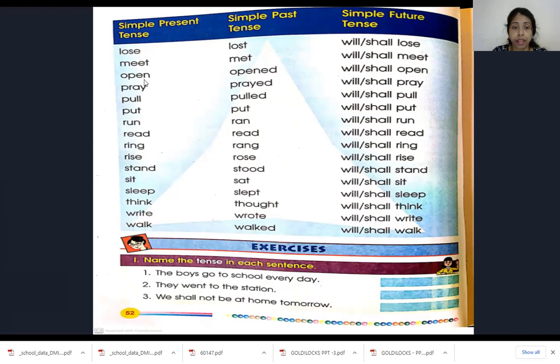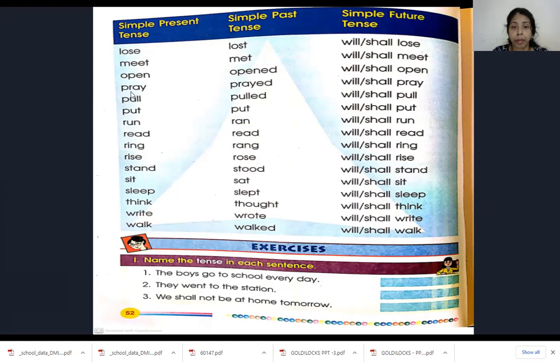The next one is open. Present form, the verb will be open, but for the past form, it will become opened. We will use ed at the end of the word. Open, opened. And for the future form, will open or shall open.